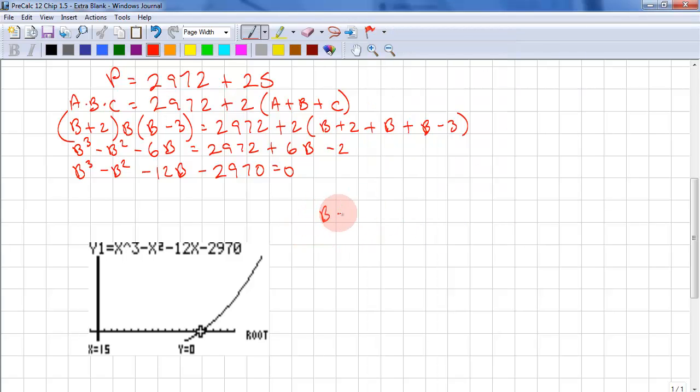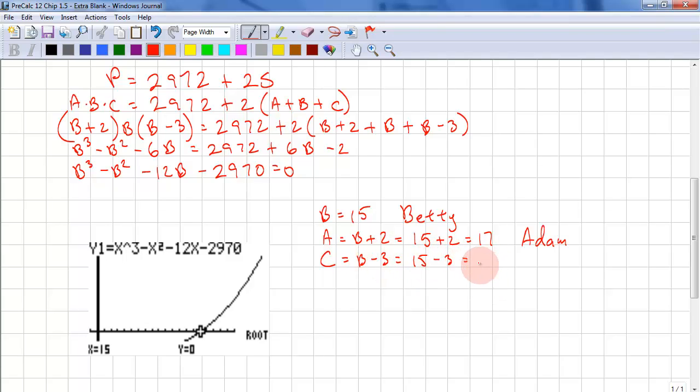So B equals 15. So this is Betty's age. And now we substitute into our original equations. A equals B plus 2. And this is 15 plus 2. So Adam is 17. And finally, Carrie, C, is B minus 3. So that's 15 minus 3. And that's 12. So we figured out the 3 ages.